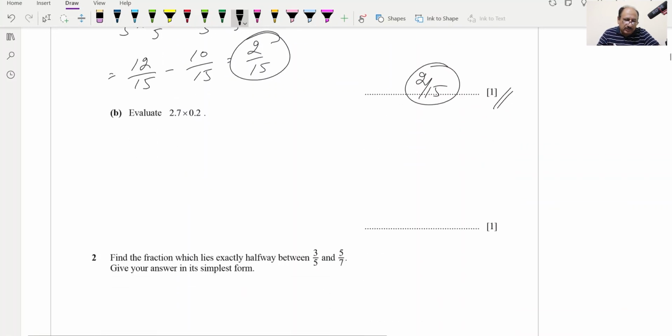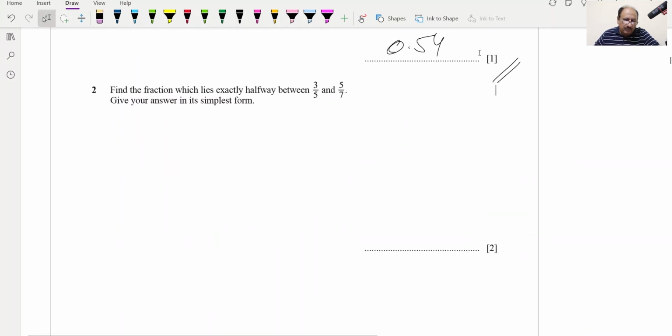Now evaluate this. For decimal multiplication, we ignore the decimal and just multiply the numbers, and we will get 54. After that, we count the number of digits to the right of the decimal. These are 1 and 2, so after 2 digits we put the decimal here. So our answer will be 0.54. This will be the final answer for the 1 mark question.